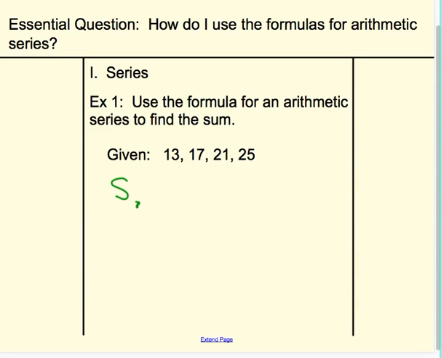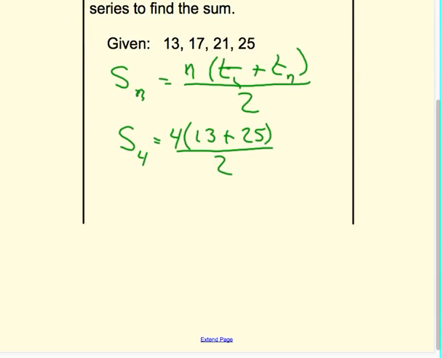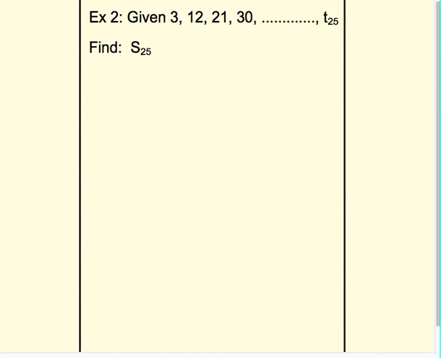So S, as a reminder of what the formula is, oh, my calibration decided to stop working on me. So that's n times the quantity t sub 1 plus t sub n all over 2. So again, n is the number of terms, so we're going to say the sum of the first 4 terms equals 4 times the quantity first term in our list is 13, plus last term, 25, all over 2. And when you punch that in your calculator, being careful for order of operations, make sure you put parentheses around that sum, you'll get 76. And again, you can double check if you just add those 4 numbers up.